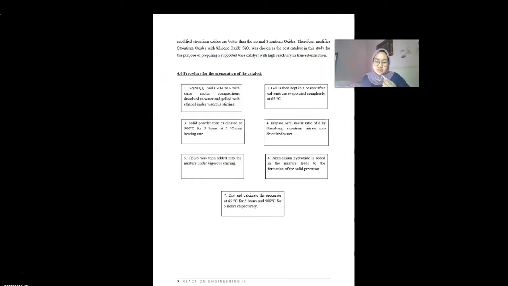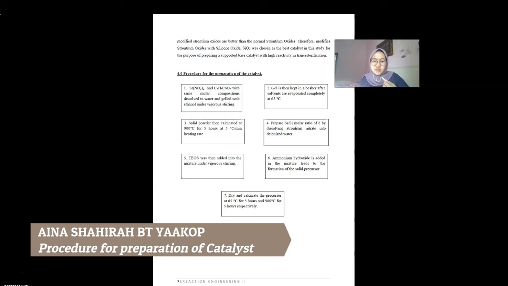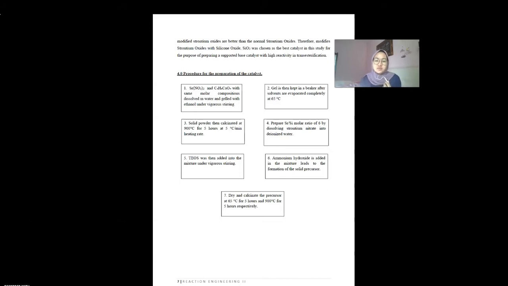Assalamualaikum and hi, my name is Aina Shahirah binti Yaakop and I'll be explaining part 1, question 3, the general procedure for the preparation of the catalyst. So the first step is strontium nitrate and calcium acetate with the same molar compositions are dissolved in water and gelled with ethanol under vigorous stirring.